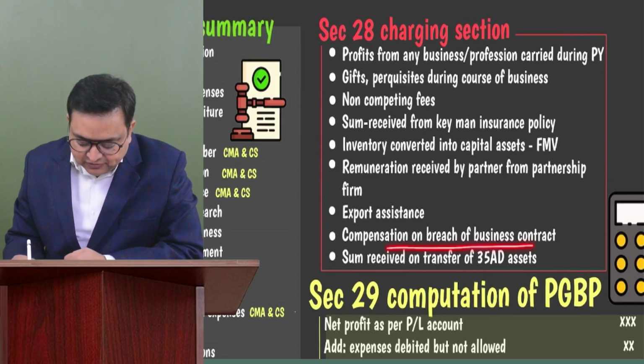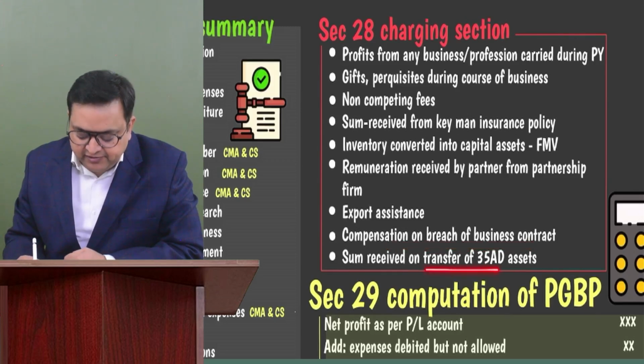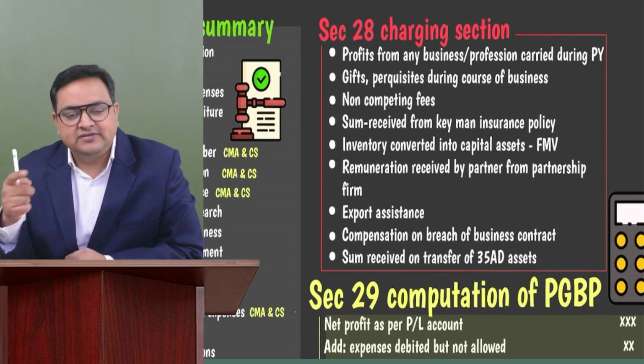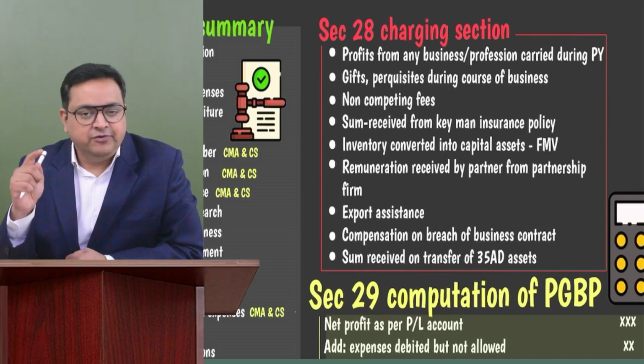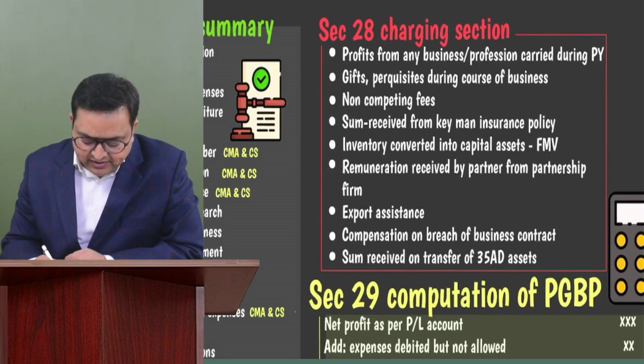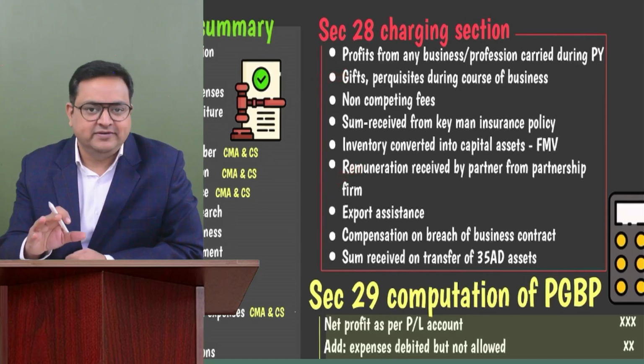Compensation on breach of a business contract, that is PGBP. And whenever you sell your 35AD asset, what is 35AD? That is for a specified business, the 14 specified businesses. Whenever you sell your assets, that will also be your PGBP income. Got it? Most important are gifts received in the course of business and remuneration received from the partner. These are most important for examination purposes.